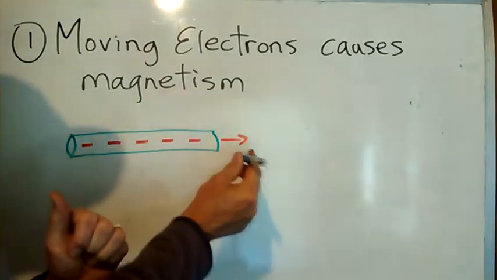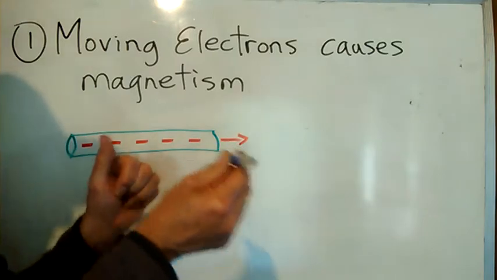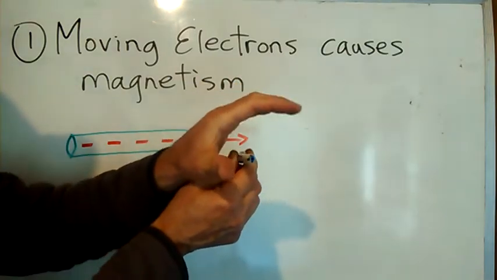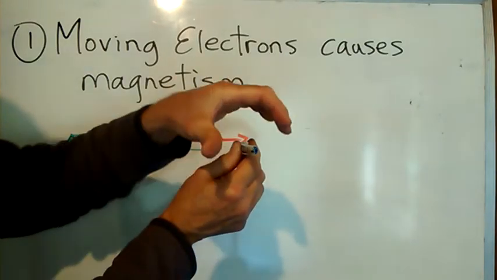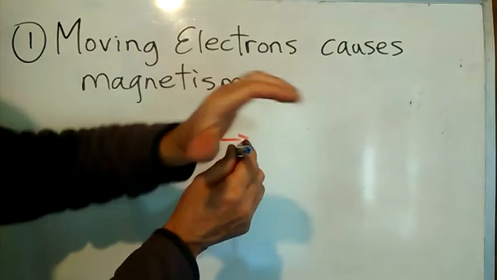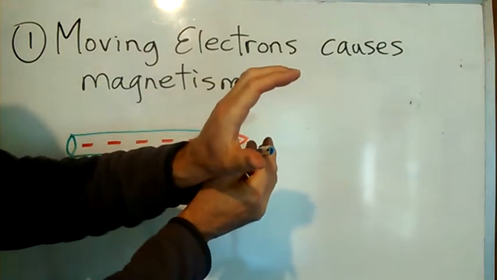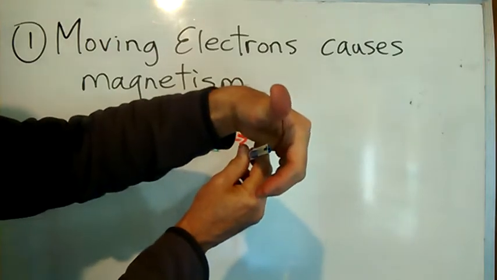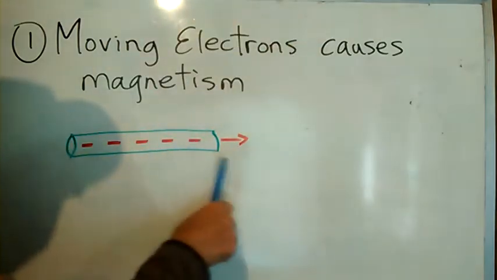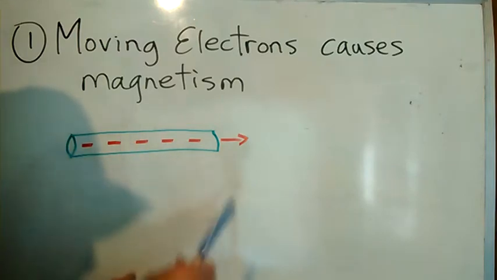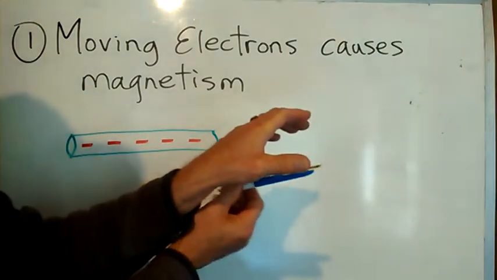So if I have the wire coming right at you with the electrons coming right at you, my thumb points in that direction, and the magnetic field goes in that direction around the wire with my fingers. So for you it goes in a clockwise direction around the wire. So electrons moving in a wire make a circular magnetic field around the wire.